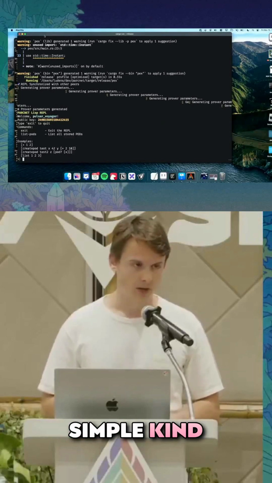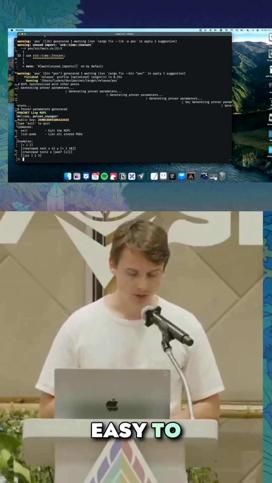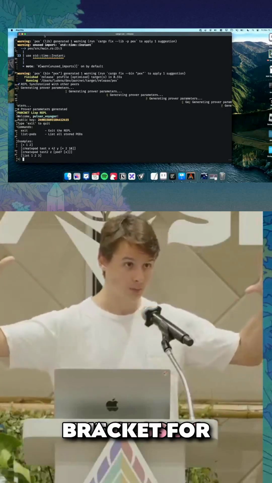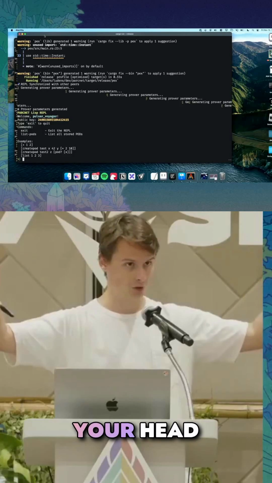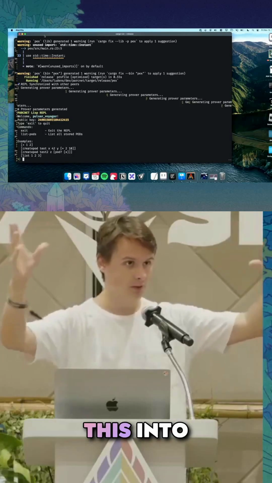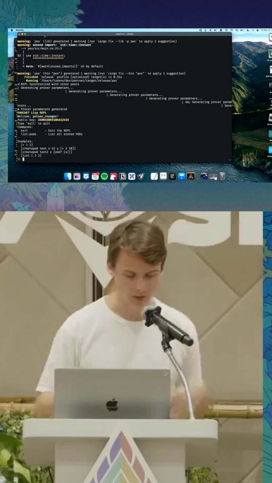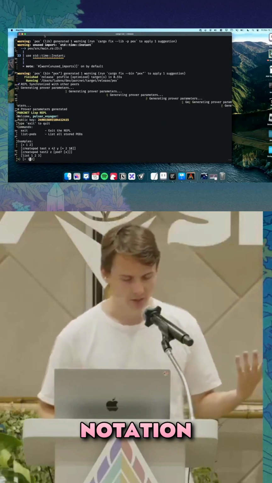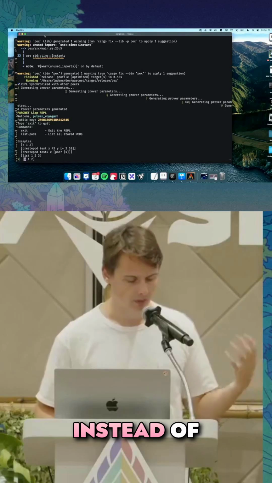It's a very simple kind of programming language. It's really easy to parse. The way it works is every time you see brackets, you try to find the closing bracket for this, and you have to imagine in your head that the computer is going to turn this into the result of that computation. So as an example, if I do plus 1, 2, it uses the prefix notation instead of the infix notation.